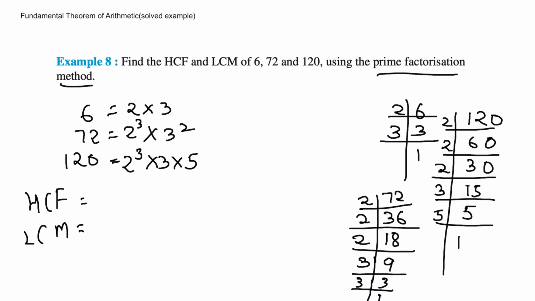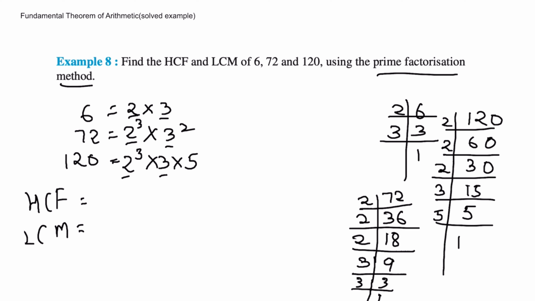Now for LCM, we have to take the least power of all the prime factors, of all the common prime factors. So first let's find out the prime factors which are actually common in all of these. So 2 is common in all of them and 3 is common in all of them. Okay, now we have to take the least power of all of them.